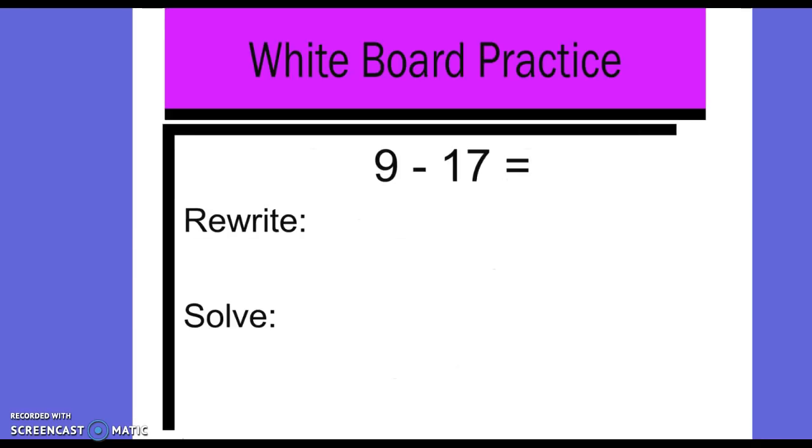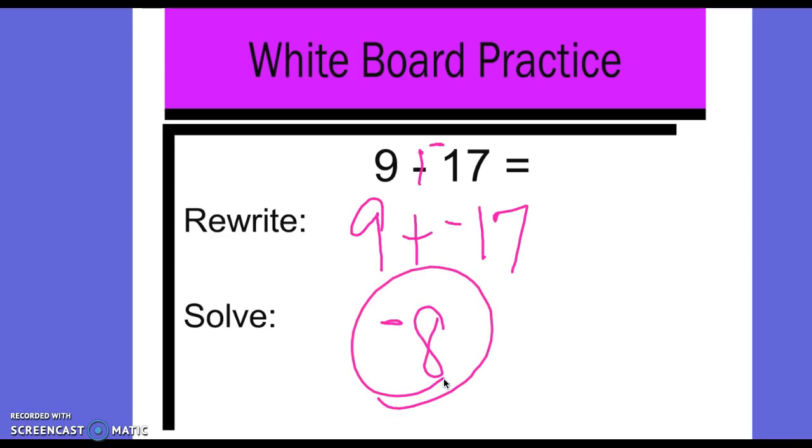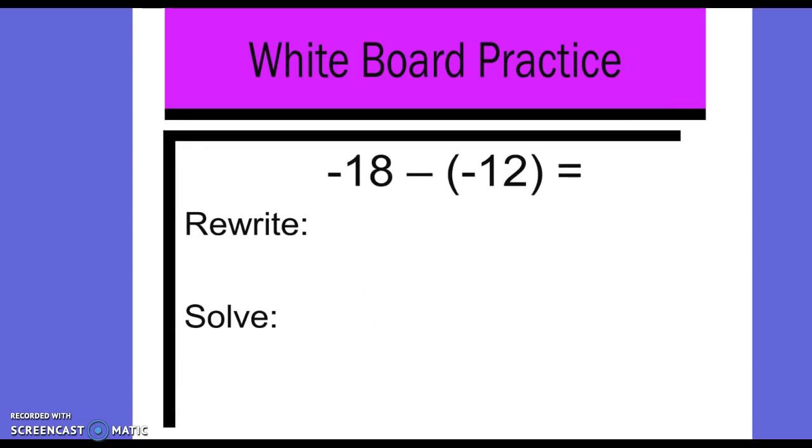Next problem, 9 minus 17. Copy it down, change it to an addition problem, and hit play when you're ready. All right, we're back. Subtraction is adding the opposite. You should have rewritten it as 9 plus a negative 17. Positive and a negative, so we subtract and use the sign on the largest number, so the answer should be negative 8. Just a couple more. Here's the next problem. Copy it down and hit pause.